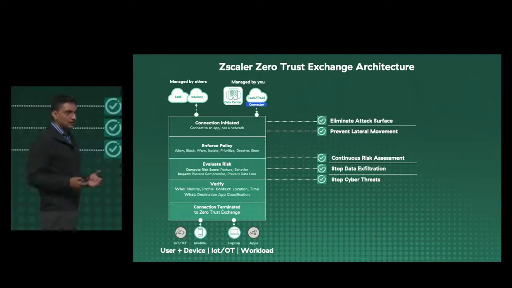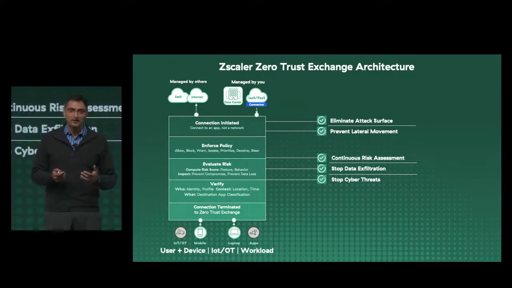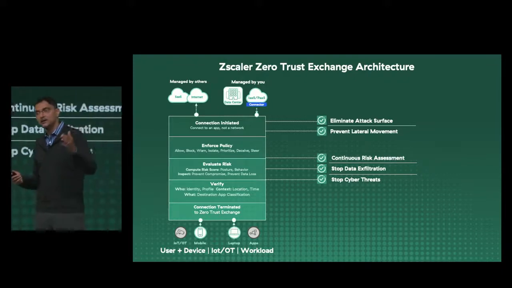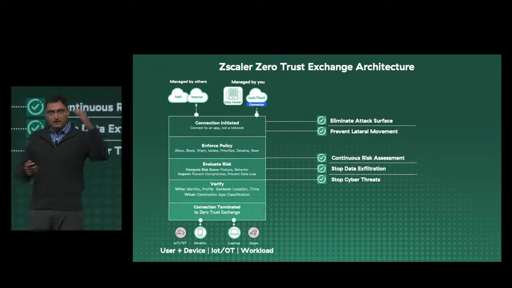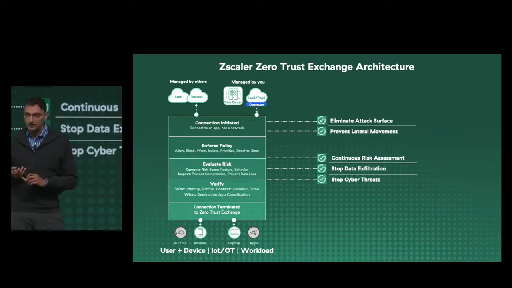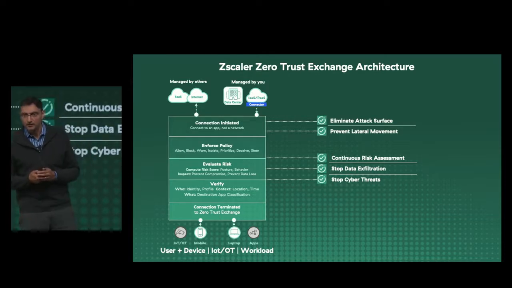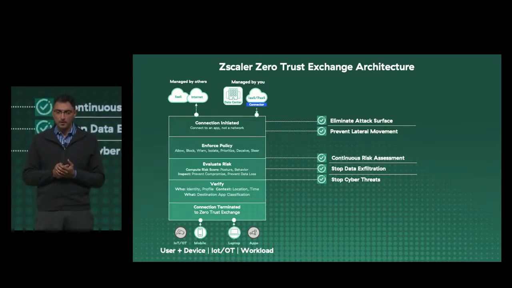And if you look at this model where we are doing this 240 billion times a day for every transaction going through the platform, we're not letting anything just go through. And so the 4 areas of risk that we talked about, from eliminating the attack surface, to preventing lateral movement, to stopping data exfiltration, all of that happens with this model.